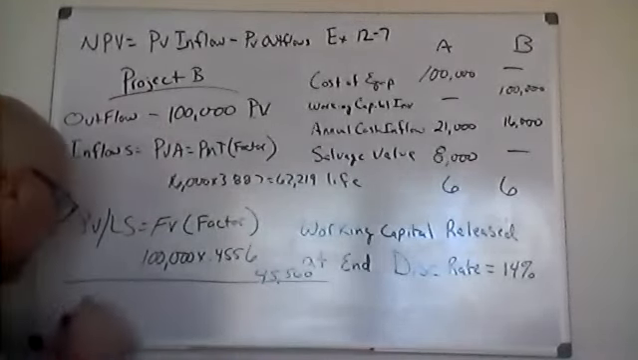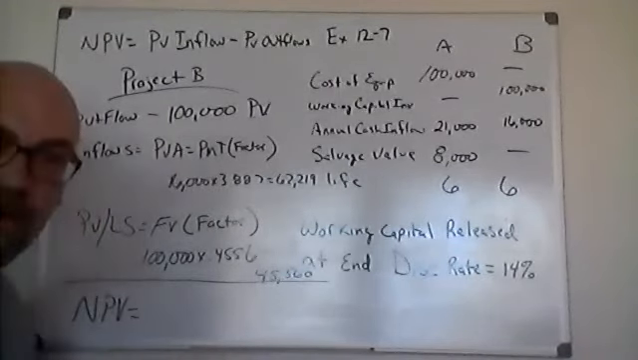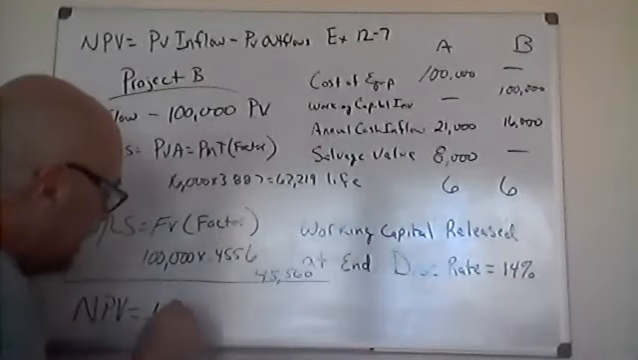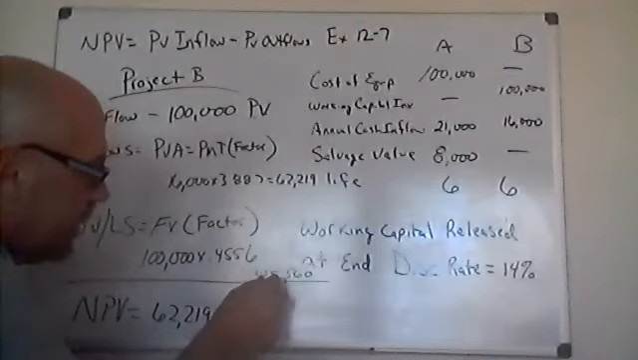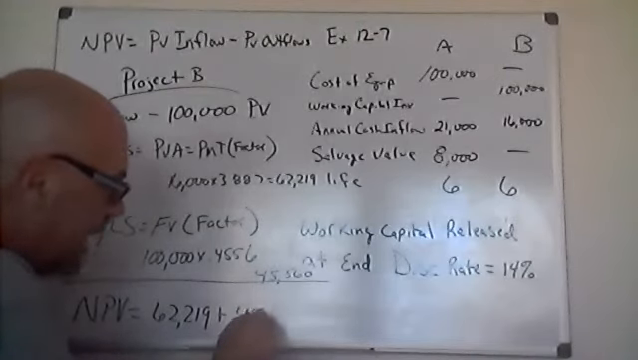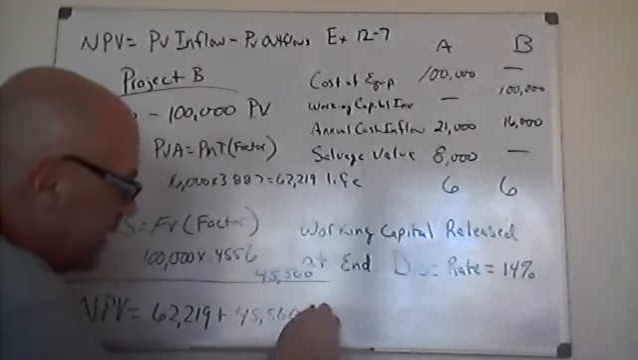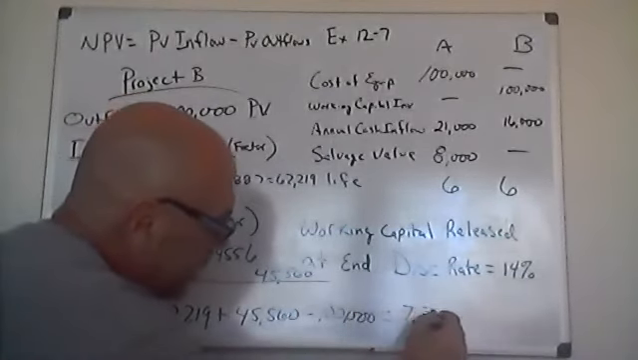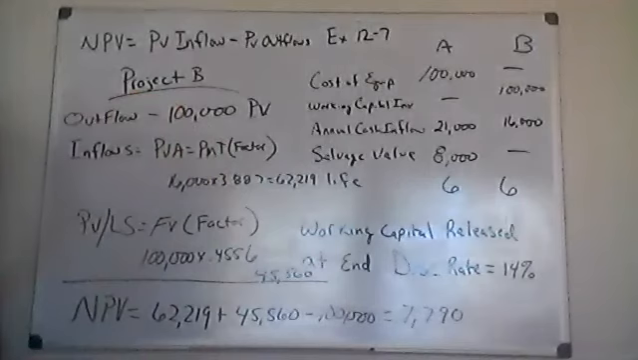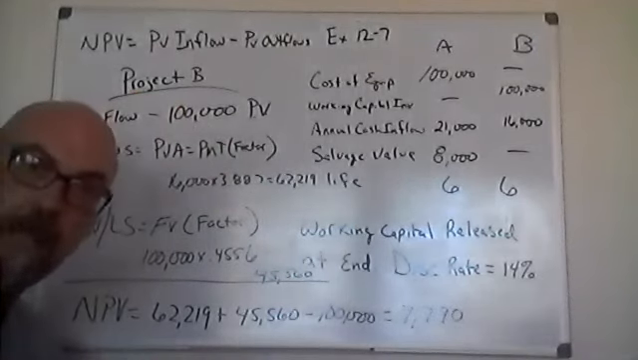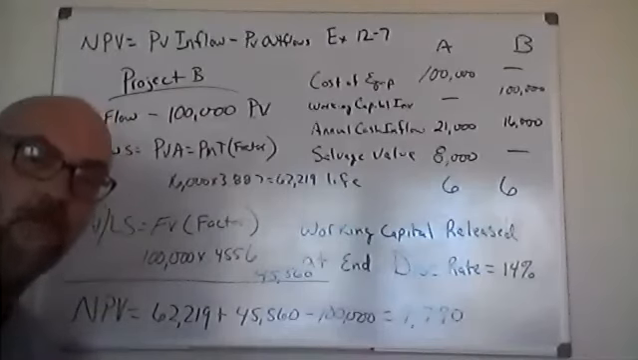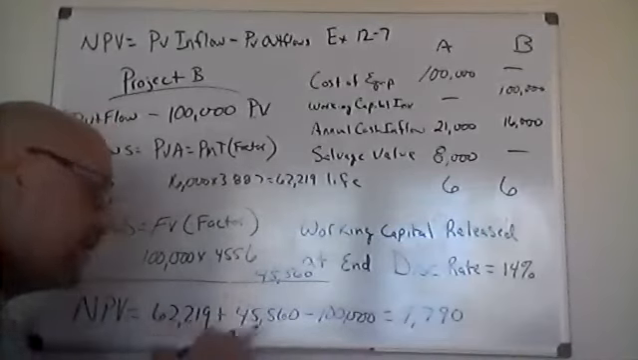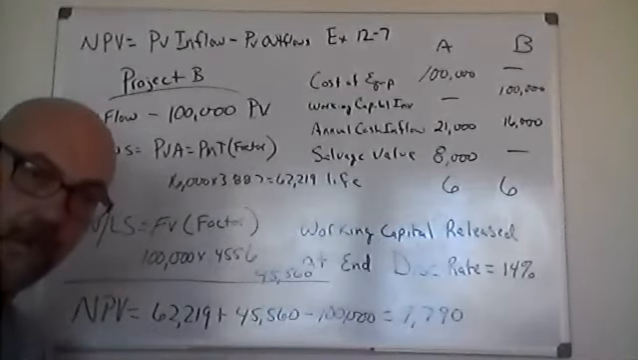Okay. We find our net present value, the present value of all the inflows minus the outflows. So the inflows from the annual cash flows we calculated, 62,219, plus the present value of the release of the working capital, 45,560, minus the $100,000 initial investment, and we get a net present value of 7,790 on the positive side this time. That is a good net present value. That means we are making over 14% return on this investment. Our company is going to be happy. Definitely take option number B or letter B.